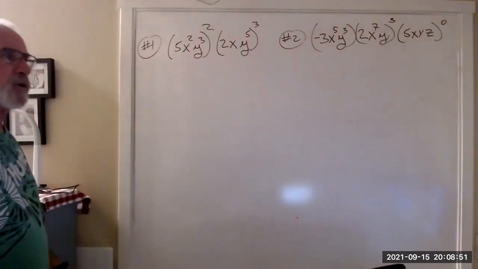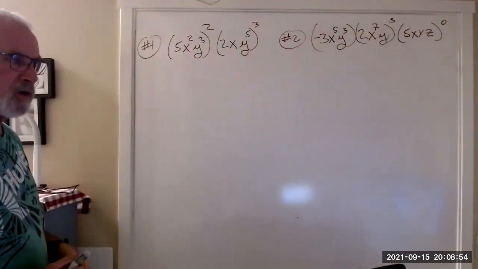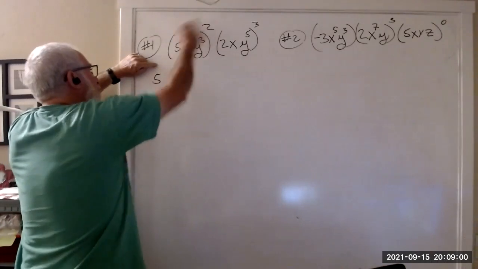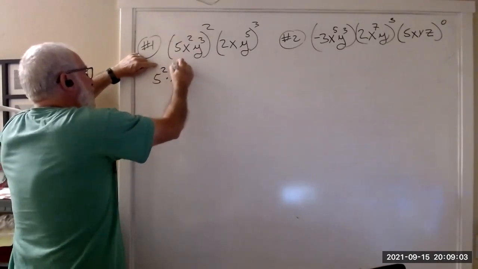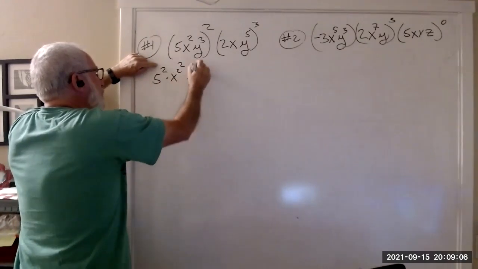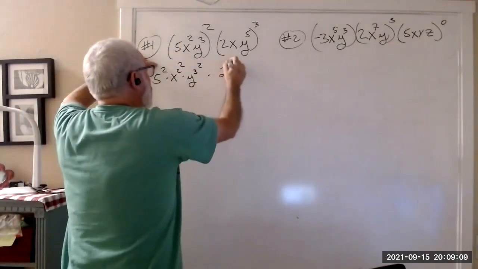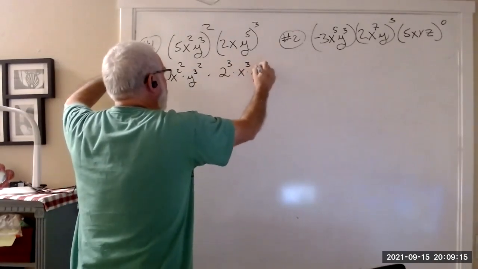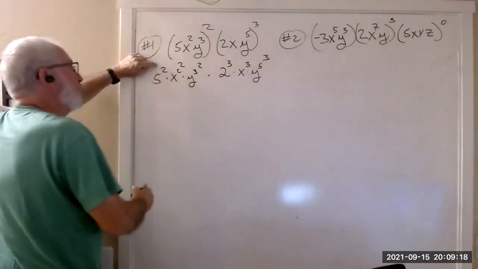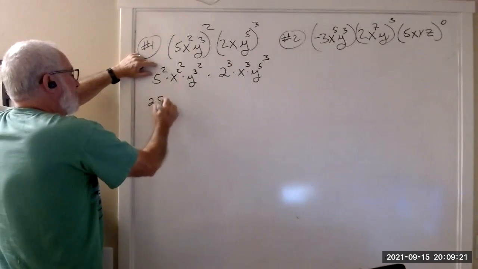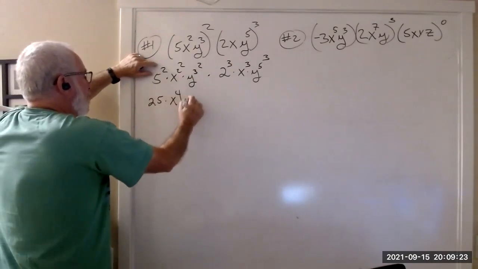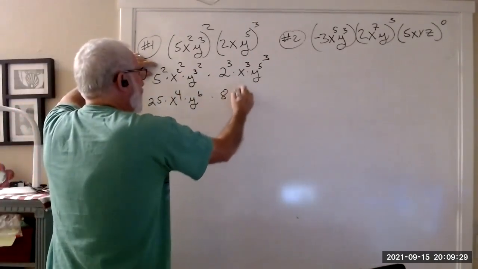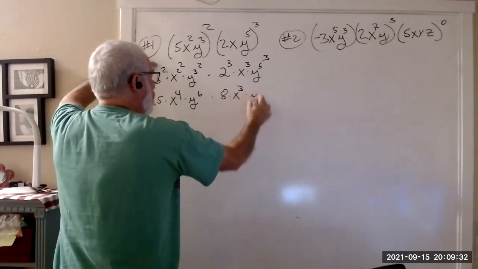Okay, I'm going to knock through these rather quickly, and then you can yell at me if you need me to redo something. First thing I do is distribute. So 5 to the second, x to the second to the second, y to the third to the second. 2 to the third, x to the third, y to the fifth to the third. So this is 25, x to the 4, y to the 6. This is 8, x to the third, y to the 15.